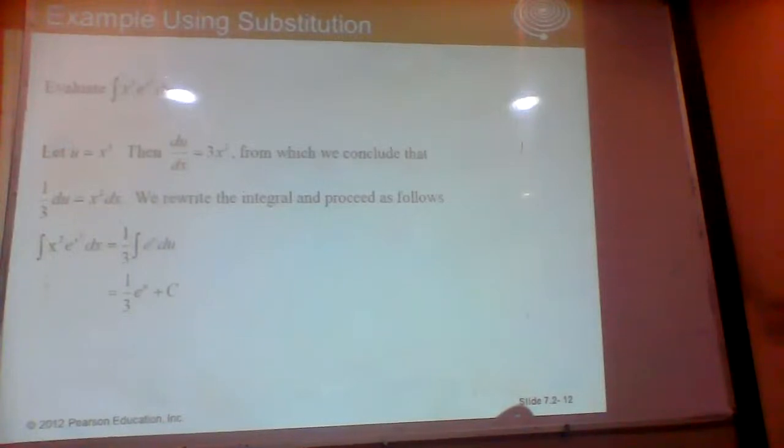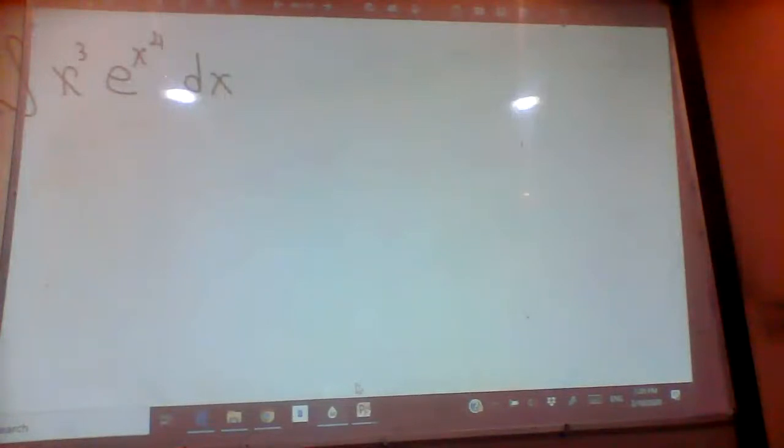I have here another problem, the same criteria. How to integrate x power 3 e power x power 4. As you see here, x power 4 is in the power and x power 3 is the product. So I will replace x power 4 with u.